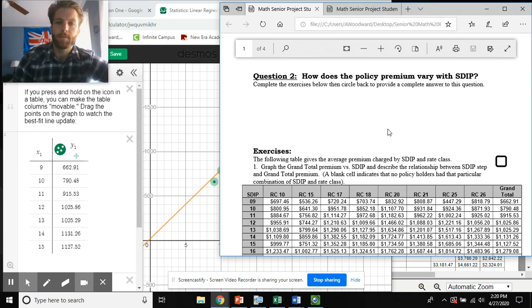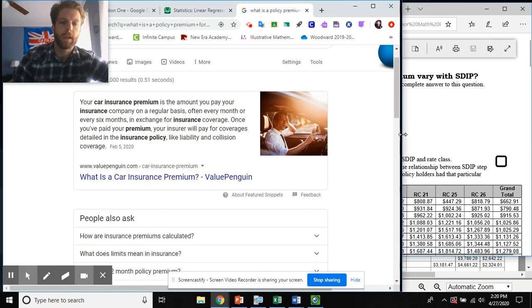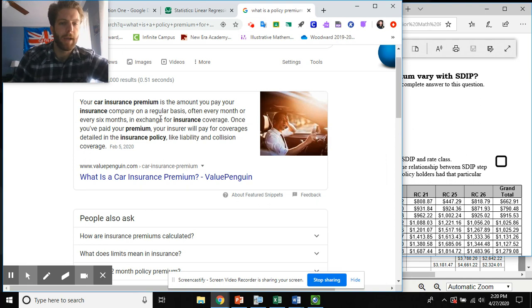Your policy premium is simply how much you pay for car insurance, or how much you pay on a regular basis. It's often every month or every 6 months. It depends on the company. For example, I have Progressive, and I get a bill every month, and it's deducted from my bank automatically every month. And my premium, I should say, is every 6 months.